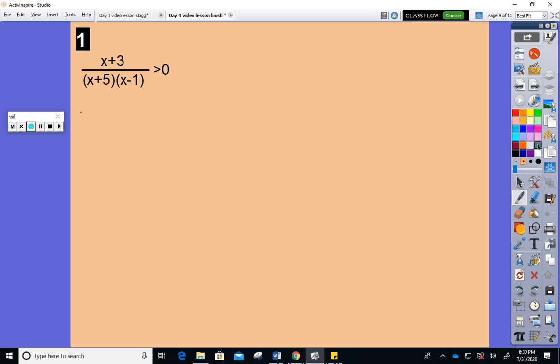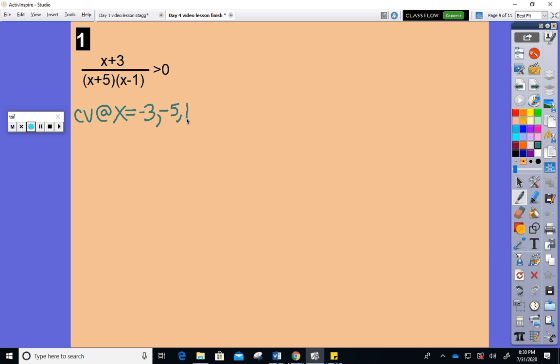Well, what x value would make the top of the fraction go to 0? Do you see that it would be x equals -3? What x values would make the bottom of the fraction go to 0? Do you see it would be x equals -5 and +1? So you have 3 critical values. The critical values are any x's that make the top or the bottom go to 0. So from here on out, it's going to be exactly like polynomial inequalities.